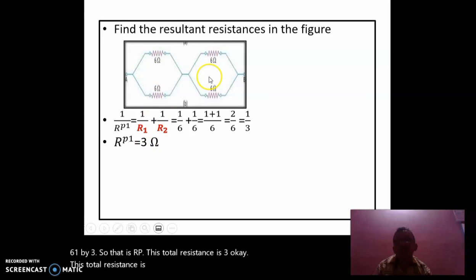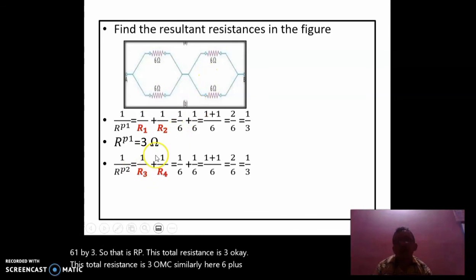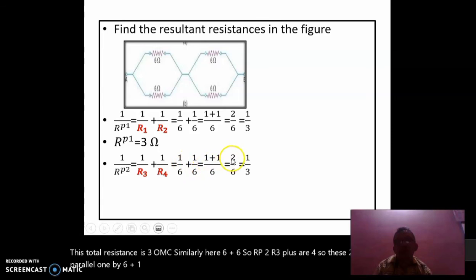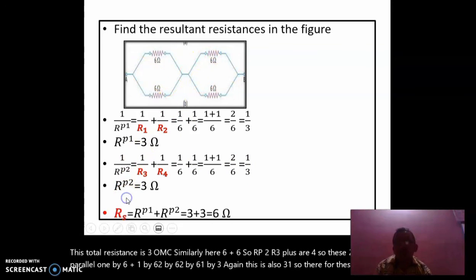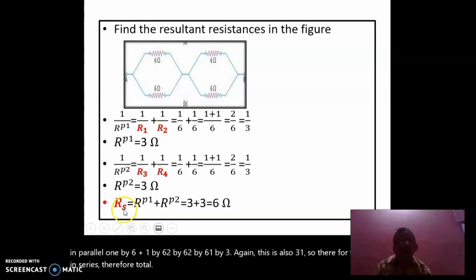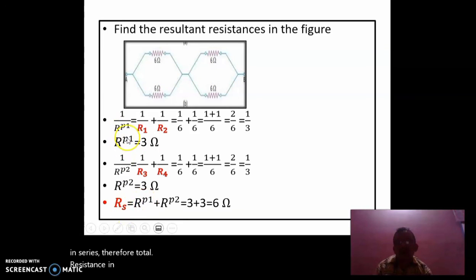Similarly here, Rp2: R3 plus R4 are also in parallel. 1 by 6 plus 1 by 6, 2 by 6, 1 by 3. Again this is also 3 ohm. So therefore these two sets are in series. Therefore total resistance in series equal to Rp1 plus Rp2. So 3 plus 3, 6 ohm. Okay. So this is the total resistance of this circuit.